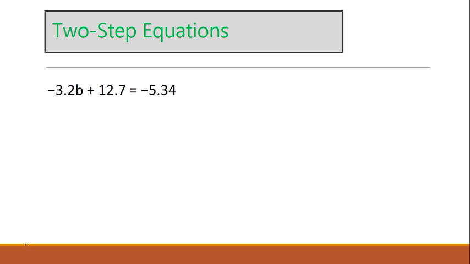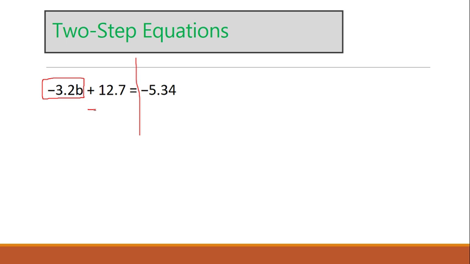Do the steps change if I have fractions? The answer is no. I'm still trying to isolate the variable. So I identify the variable, and I see that it is with this negative 3.2 right next to each other. So that's a term. I need to isolate that term with the variable first. So I'm going to get rid of adding 12.7 because that's what's with the variable on the left-hand side of this equation that I'm trying to isolate.